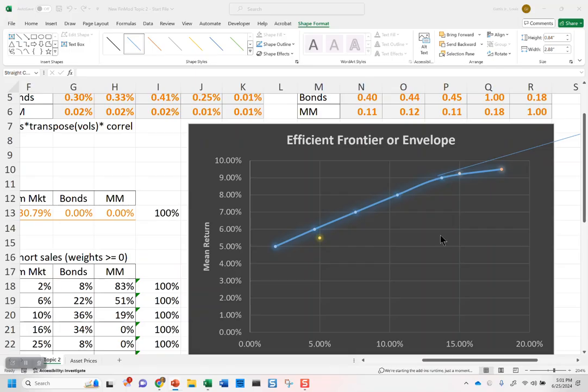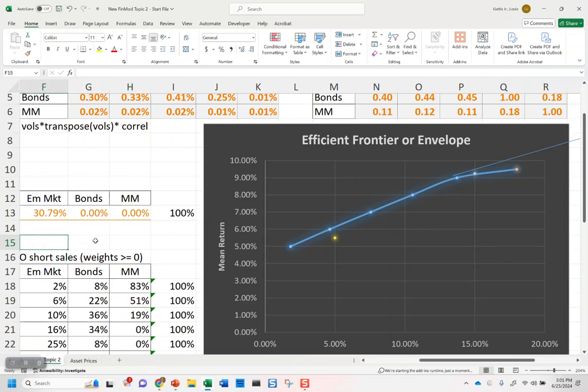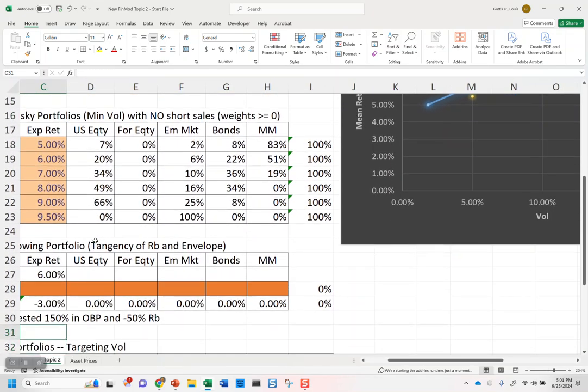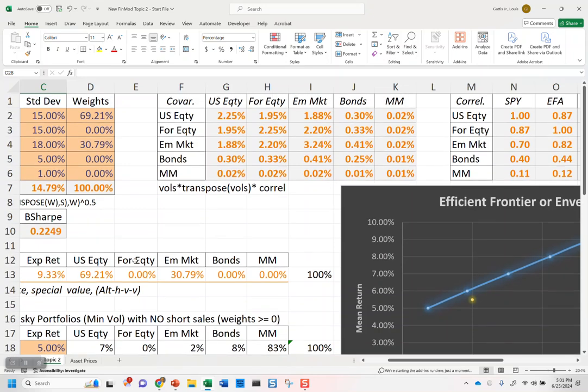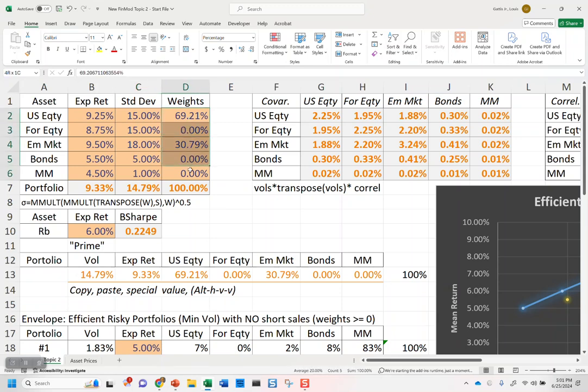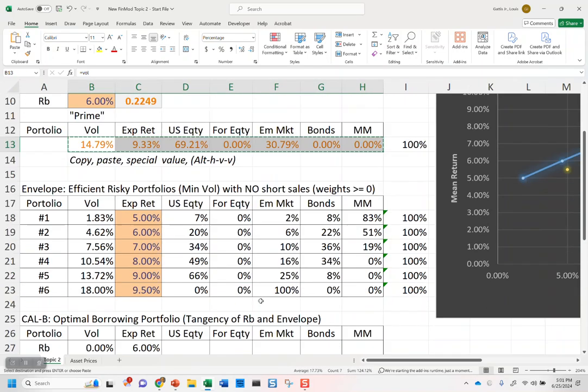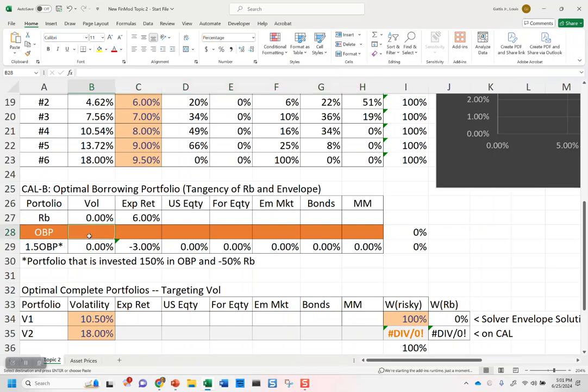So I've already set this up in the spreadsheet for you. And if I come down here, well, I need to do one more thing. Notice this is the optimal portfolio that maximizes the Sharpe ratio. So I'm going to copy these values that were generated through the solver, and I want to paste them here where it says OBP, Optimal Borrowing Portfolio, Alt-HVV. So this is that 1 point. It has 1479 vol and 933 mean.